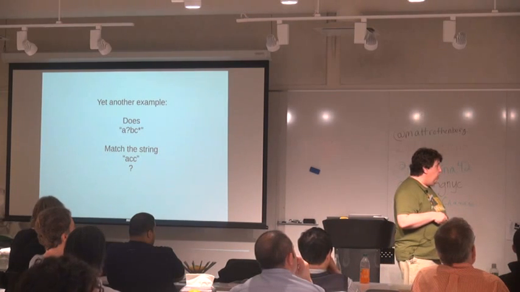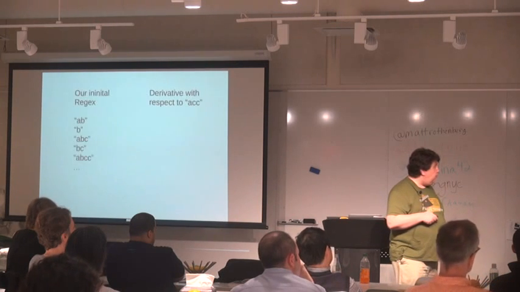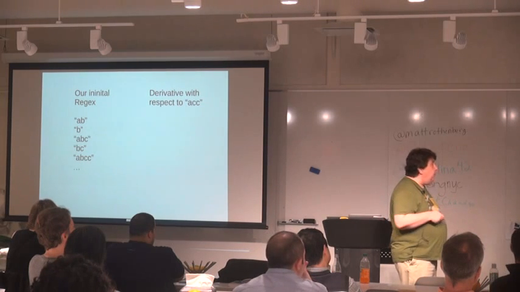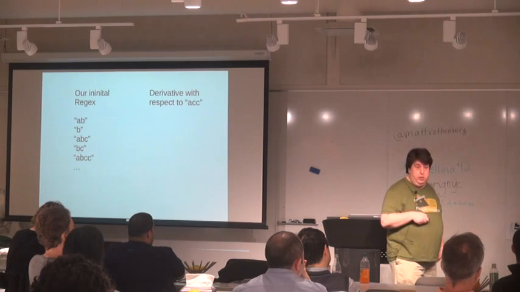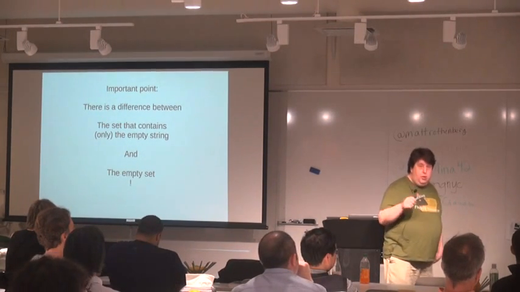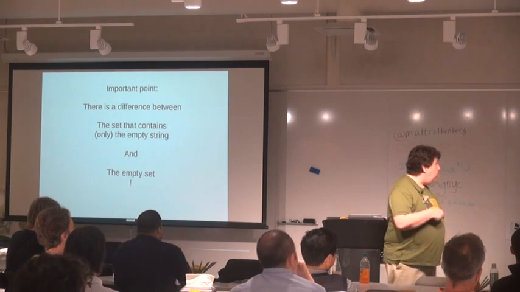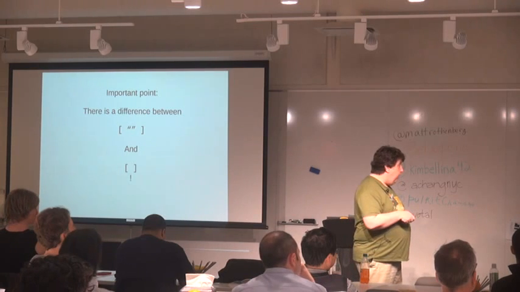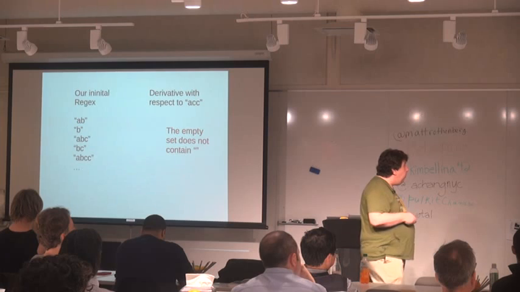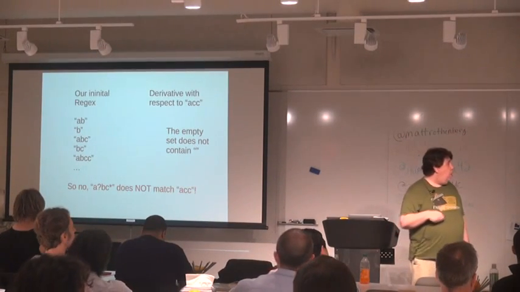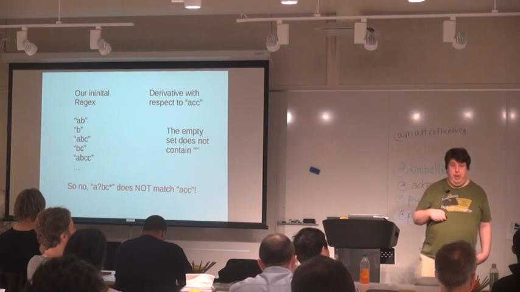Here's another example. Does our regular expression match the string ACC? Well, none of our strings here start with ACC. They always want to start with either B or AB. So the derivative is the empty set. There's no output here. This is the empty list. Important point: there is a difference between the set that contains only the empty string and the empty set. As programmers, this is very intuitive for us. There's a difference between a list containing one string, which happens to be the empty string, and a list containing no items whatsoever. So since this is the empty set, the set does not contain a string. So no, our regular expression does not match the string ACC, as we would hope.